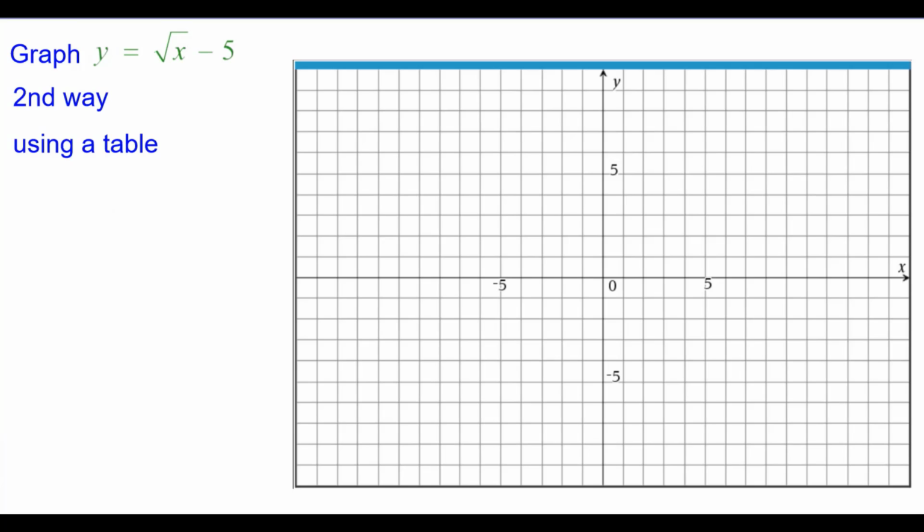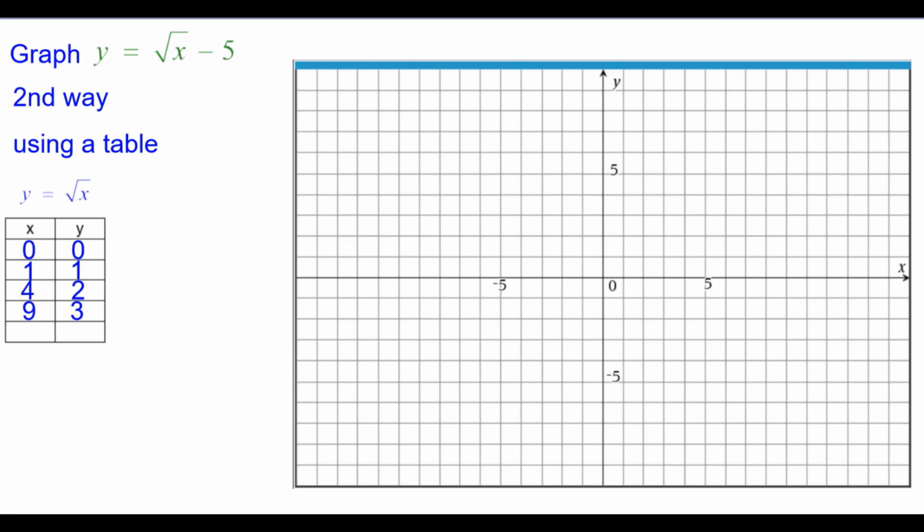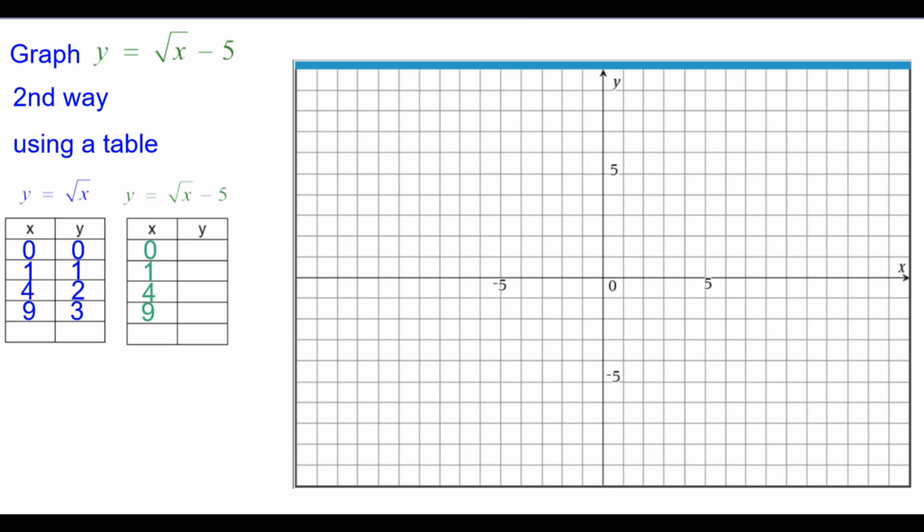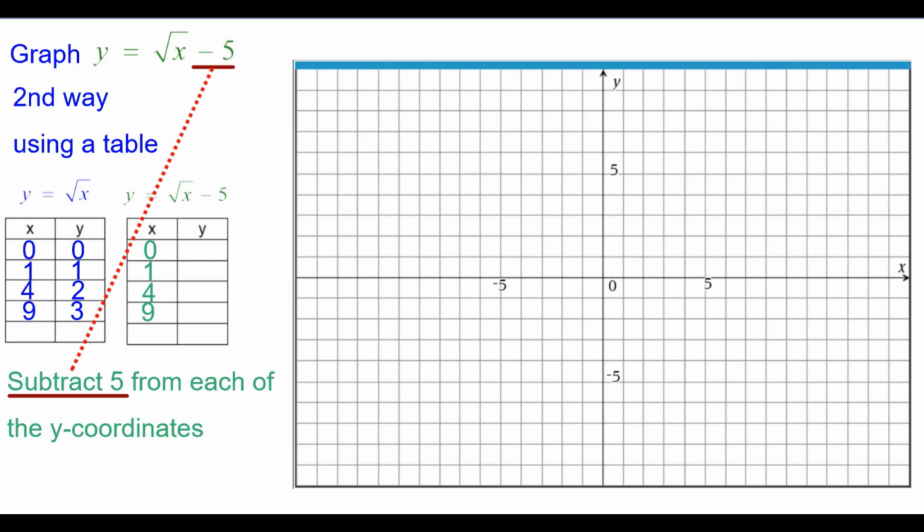Second way is using a table. We would start with the y equals square root of x table, and then we're going to take and subtract 5 from each of the y coordinates because that's what's in the equation. So 0 would go to negative 5, and then we'll plot it. 1 goes to negative 4, and plot that one.